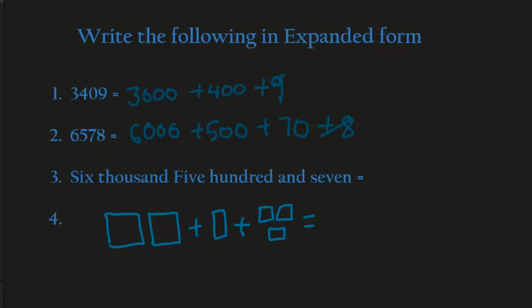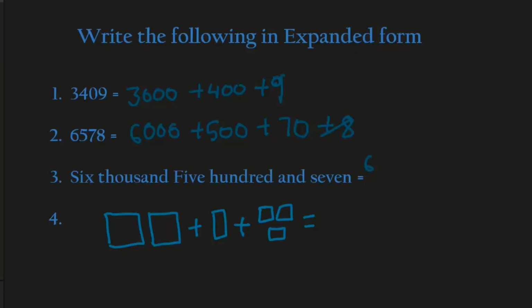Now we need to do this one. Don't be hard on yourself. This one's pretty hard, but you'll get used to it. So 6,507. It is really hard to directly change it to expanded form for the first time. But first, let's turn it into normal form. So like these. It says 6,000.